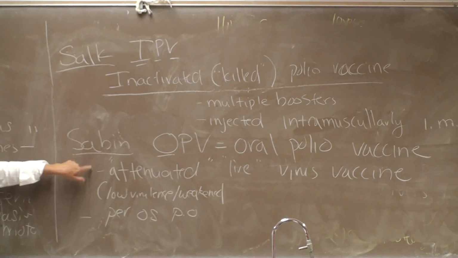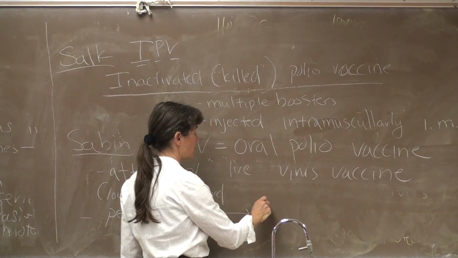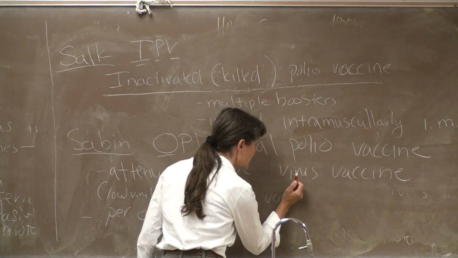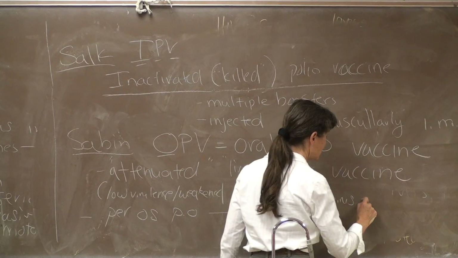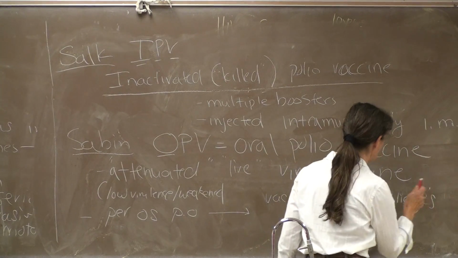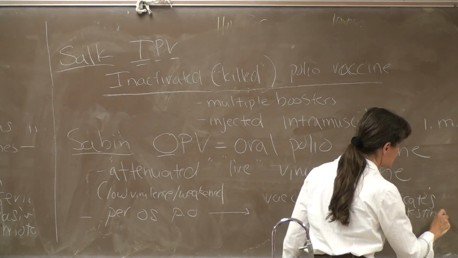Now, since it's an attenuated live virus, when you swallow it, the vaccine virus actually invades your intestinal epithelial cells and replicates. So you are shedding vaccine virus in what? Yeah, you're shedding it in your feces.